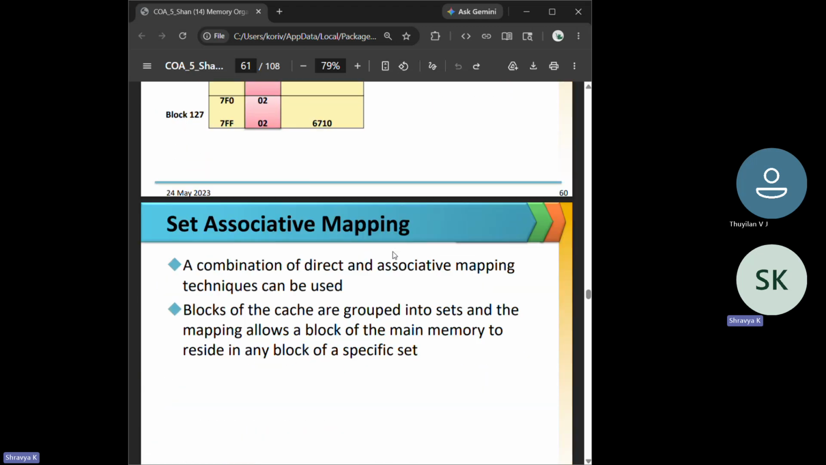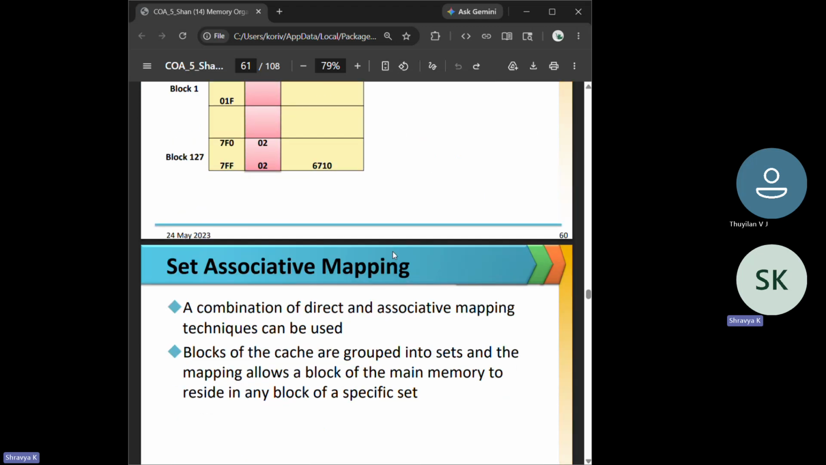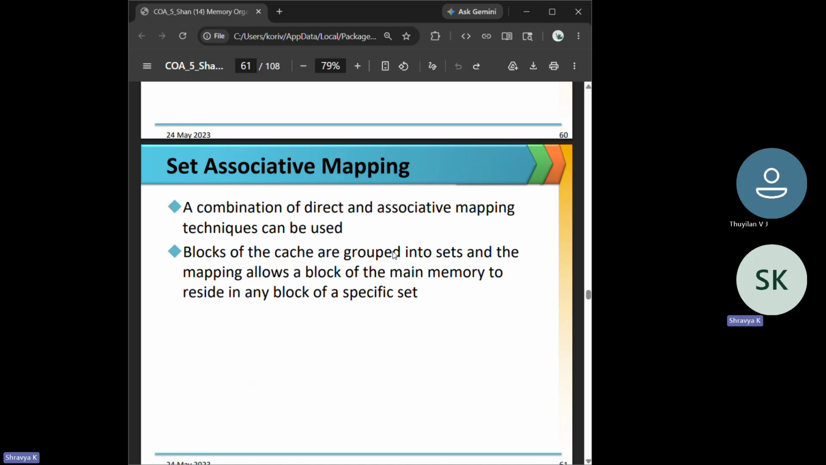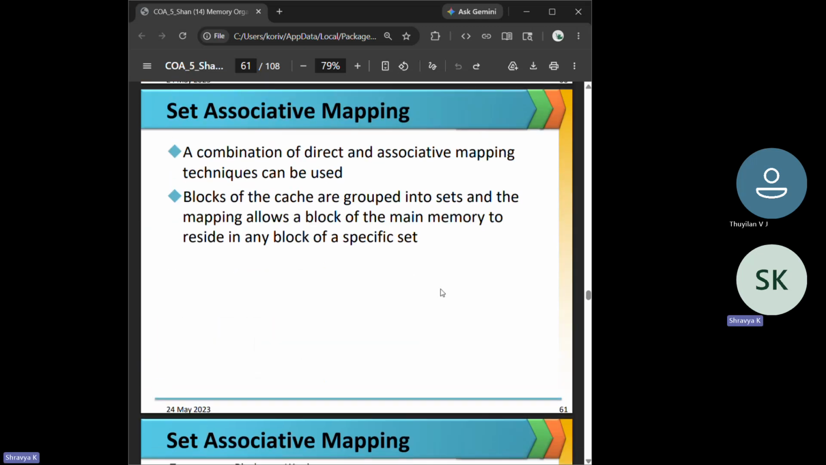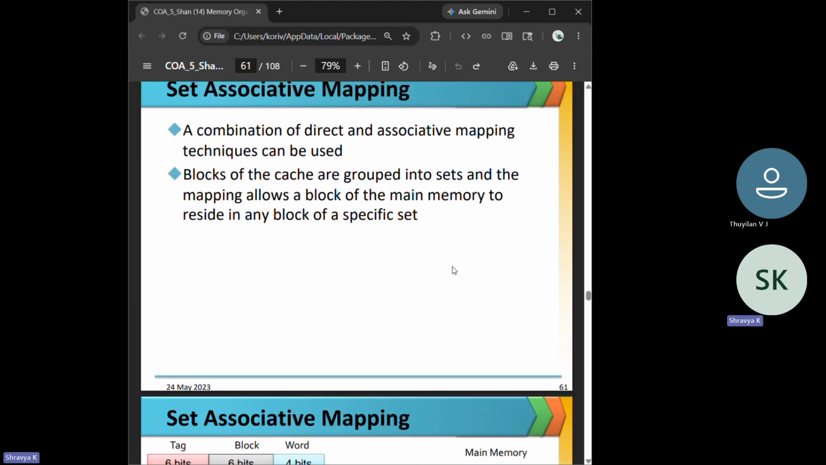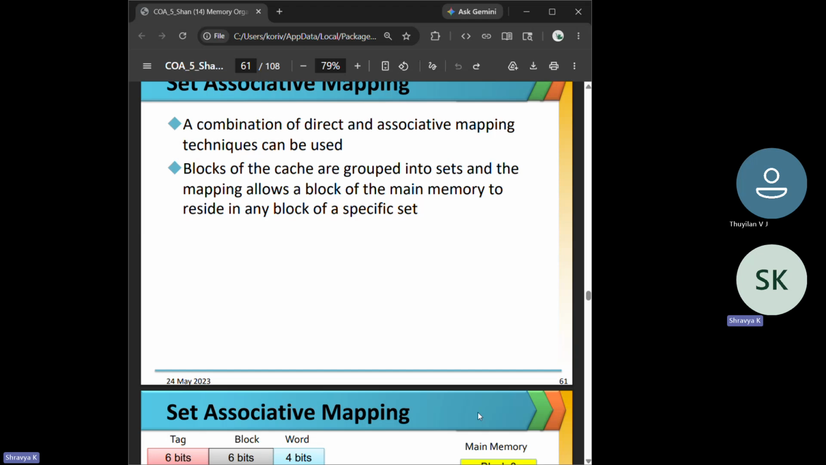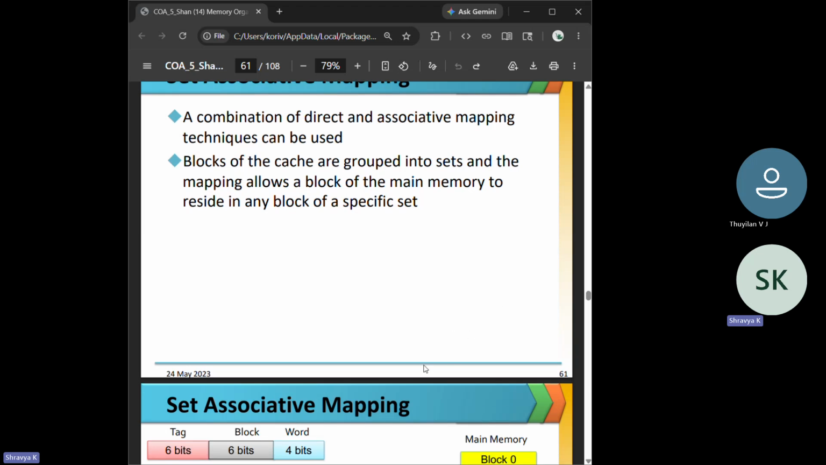So that is why, to balance and combine the effects of associative mapping and direct mapping, we have a different mapping called set associative mapping, which is a combination of both of these techniques, in which the blocks of the cache are grouped into sets, and the mapping allows a block of the main memory to reside in any block of a specific set. So basically, within each set, you have associative mapping, right? They're grouped into sets, and within each set you have associative mapping. But to the sets, you have direct mapping, right?